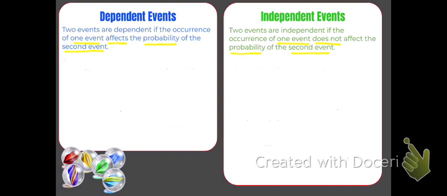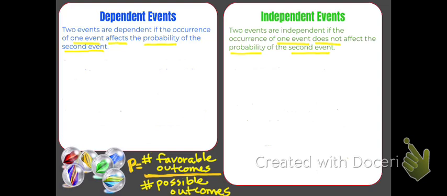Now, to understand how one event could affect the probability of a second event, let's review how to calculate probability. Remember, probability is a fraction where the numerator has the number of favorable outcomes and the denominator has the number of possible outcomes.